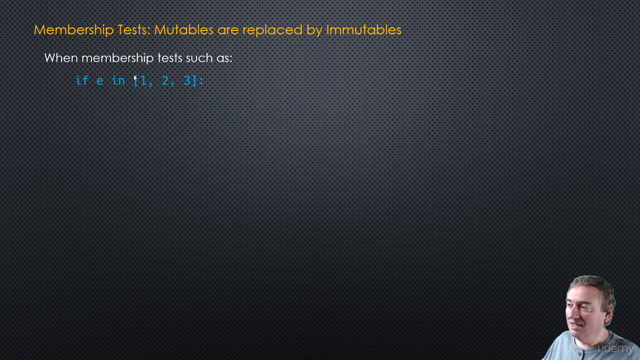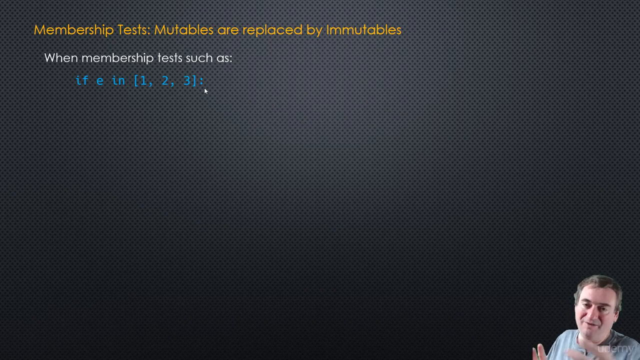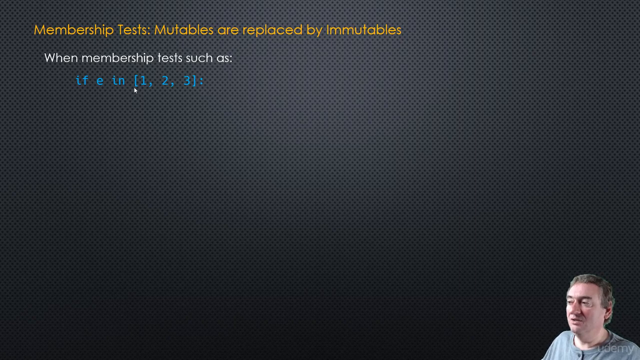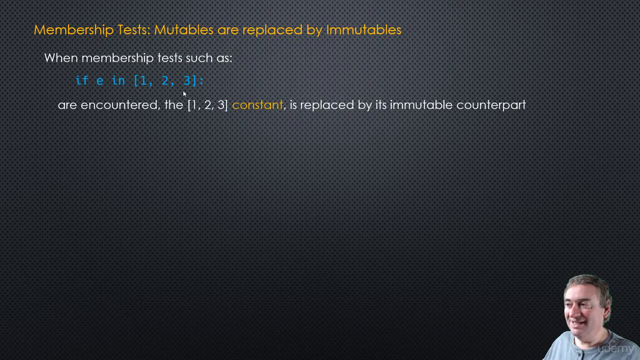Now, if you had variable names in here instead, that would no longer apply because the variables' values could change, and therefore this list expression's evaluation could change. So that doesn't apply. But here, this is just a constant. So, when that is encountered, then Python is going to replace the constant mutable expression by its immutable counterpart.